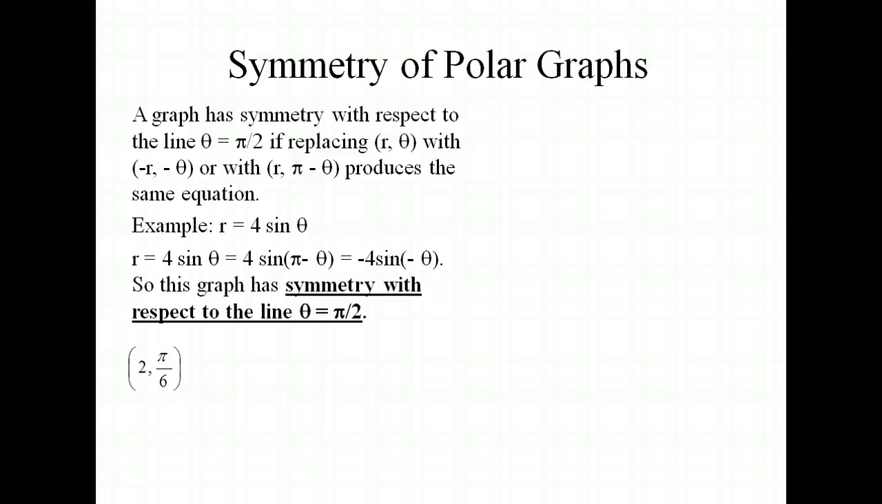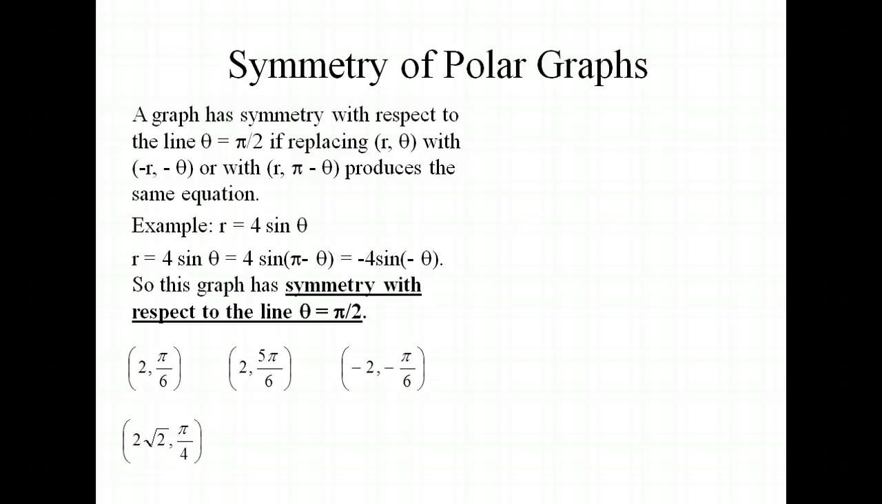Now we want to plug in pi minus theta. So that's going to give us 5 pi over 6. And the sine of 5 pi over 6 is also 1/2, so we get a 2 out. The next thing that we want to do is plug in negative pi over 6. Now we ended up with negative 2, just the opposite of what we expected.